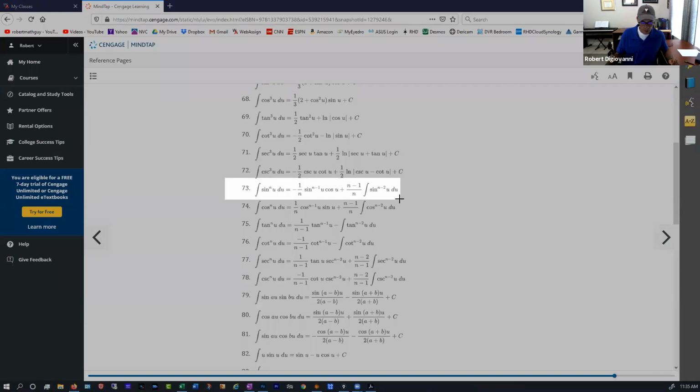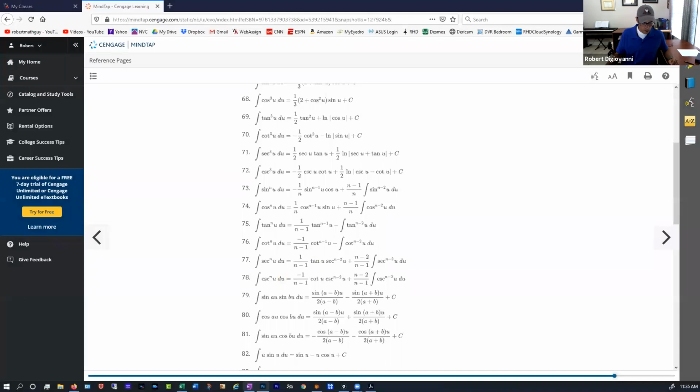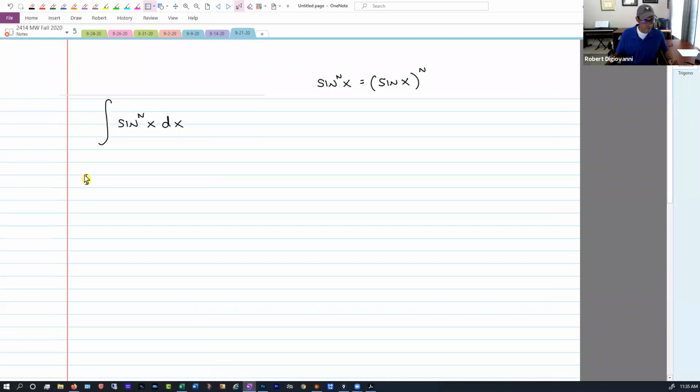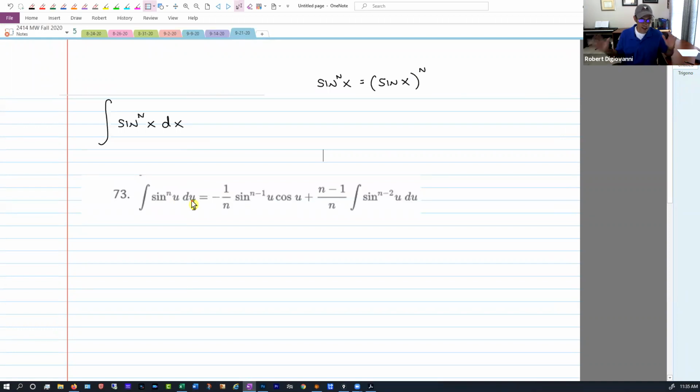I'm going to copy this. And what we're going to do is figure out where this formula came from. In other words, according to the formula sheet, if you want to find the antiderivative of sine to the nth power of u du, the answer is -1 over n sine to the n minus 1 of u times cosine of u plus n minus 1 over n times a new integral. And this new integral is sine to the n minus 2 of u du.